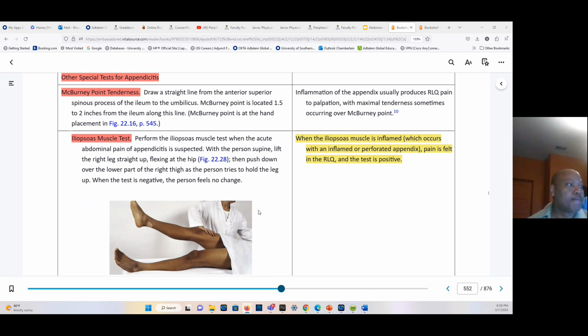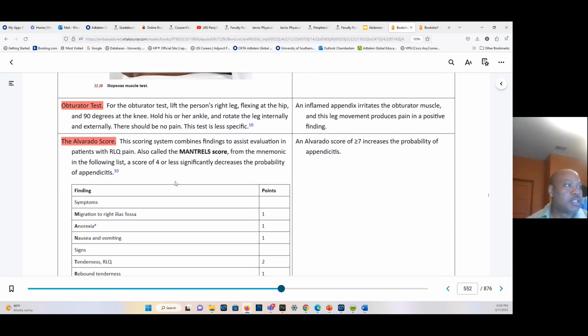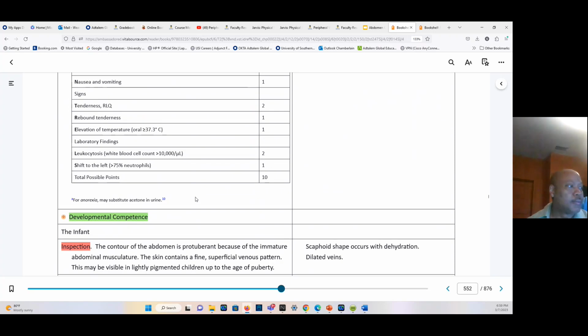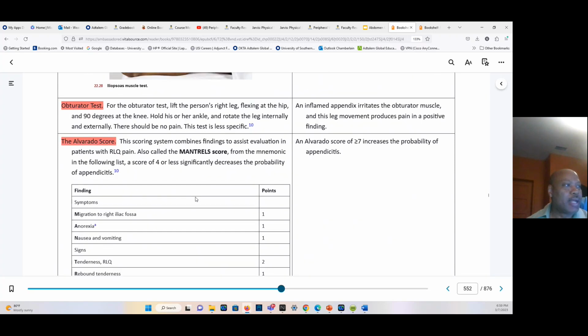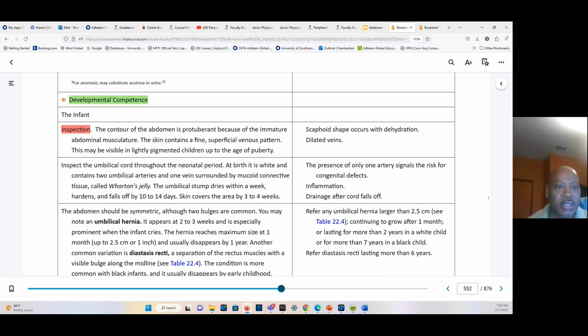All right, and this is Mantrell's score test. Don't think I've actually seen this one done in the hospital. Don't think I've seen that much done.